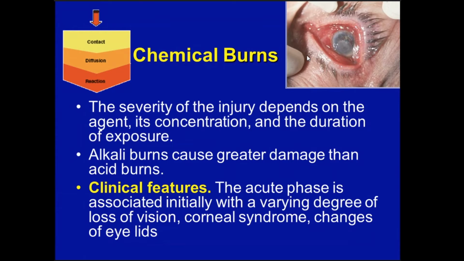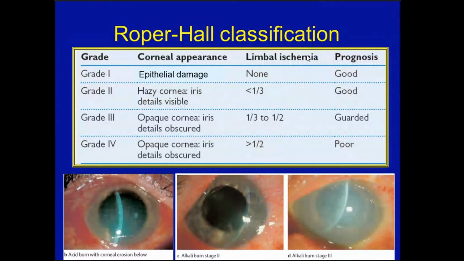Usually, it's very great pain. The patient can't open the eye, tearing, blepharospasm, decrease of or loss of vision. You can, during examination, see the edema, redness of the eyelids, of the conjunctiva. The severity of eye burn, usually we measure by Roper Hall classification.